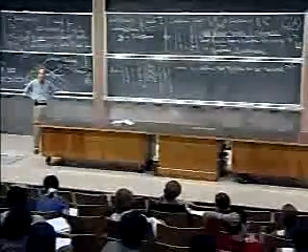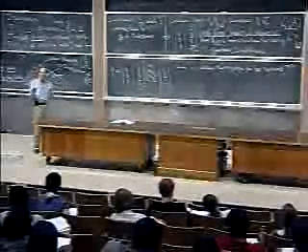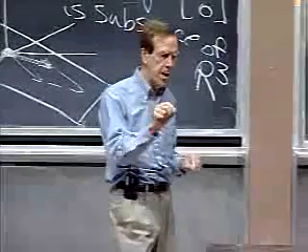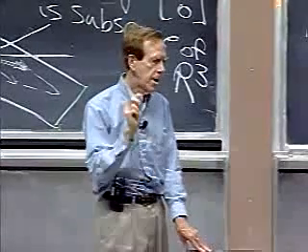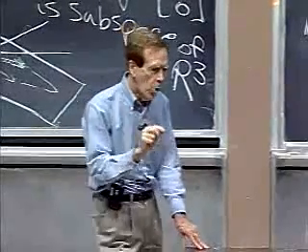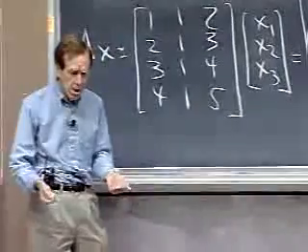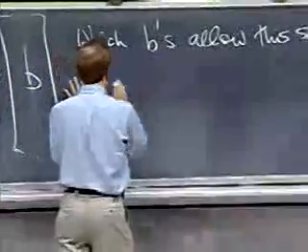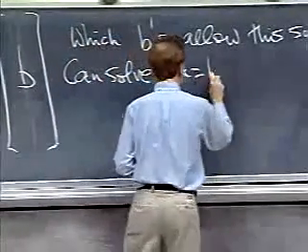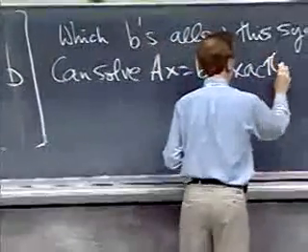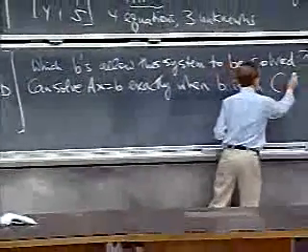Now I'm ready to answer the big question. I can solve Ax equal b exactly when the right-hand side b is a vector in the column space. Good. I can solve Ax equal b when b is a combination of the columns, when it's in the column space. So let me write that answer down. I can solve Ax equal b exactly when b is in the column space.